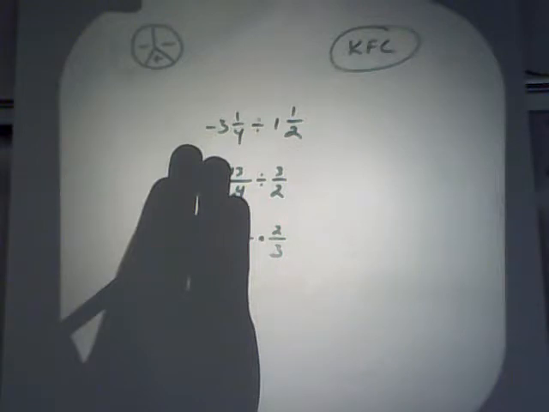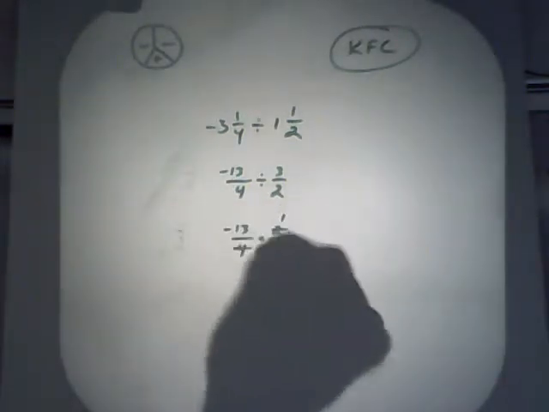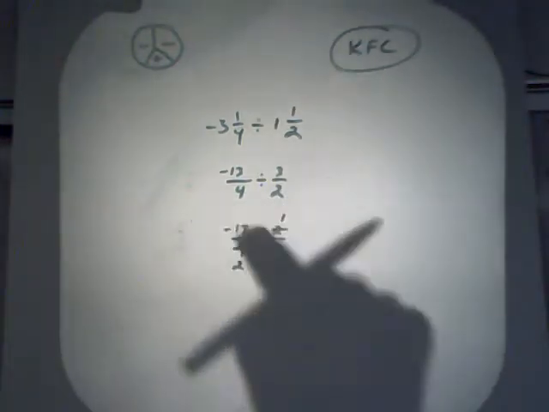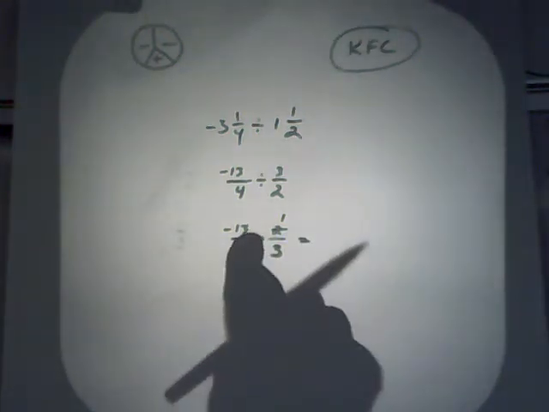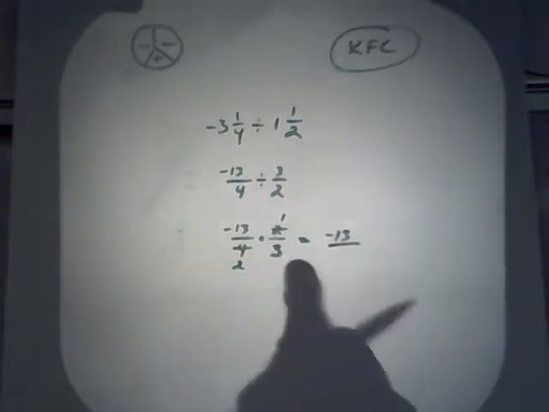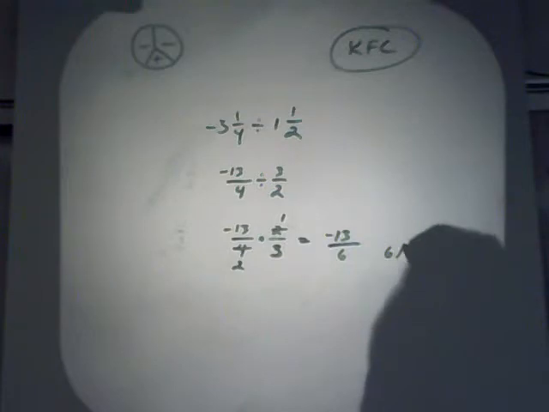Okay, can I reduce there? No. There? No. What about the 2 and the 4? Yes. 2 goes into 2 once, into 4 twice. What about the 3 and the 13? No. Okay, we multiply. What's negative 13 times 1? Negative 13. What's 2 times 3? 6. Am I done? No. 6 goes into 13. Into here twice.